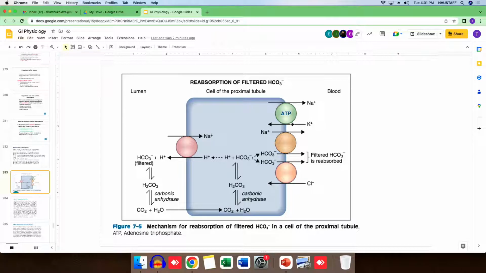So one more thing, in the proximal convoluted tubule we're having isosmotic reabsorption, if you remember? Now, judging from this information, can you tell me what will happen when we're having ECF volume expansion? What will extracellular fluid expansion do to bicarbonate reabsorption? Why increase, why decrease?